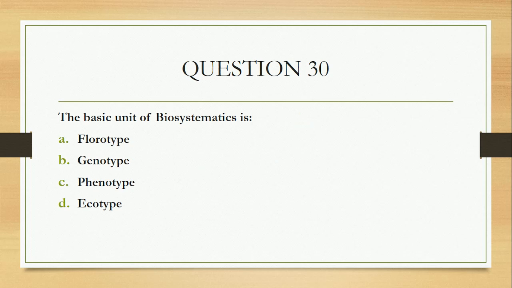The next question is, the basic unit of biosystematics is option A, fluorotype, option B, genotype, option C, phenotype, or option D, ecotype. And the correct option is option C, phenotype.